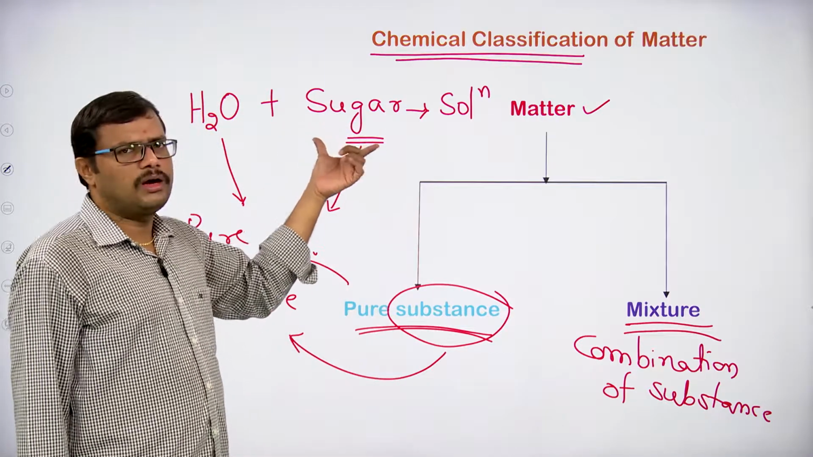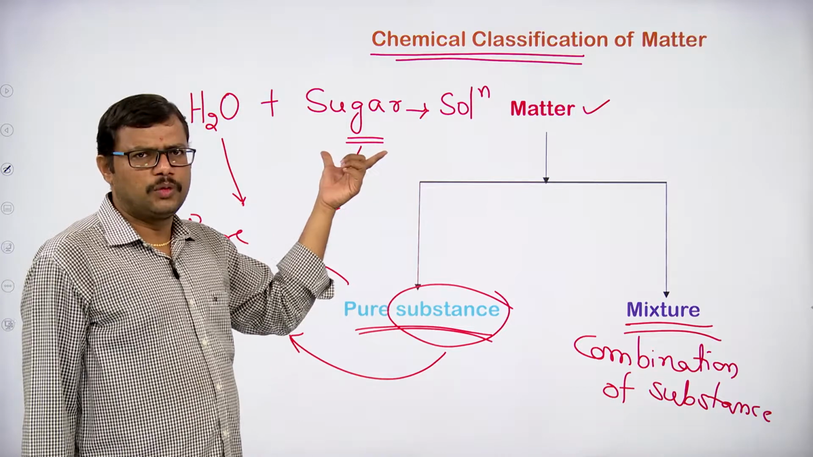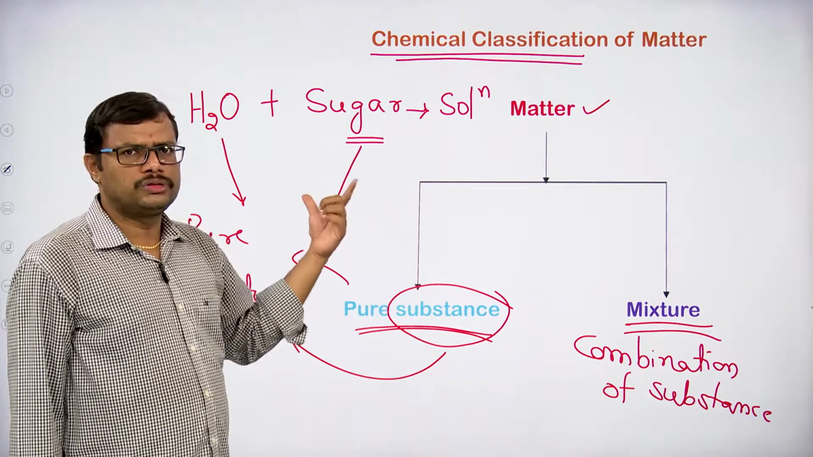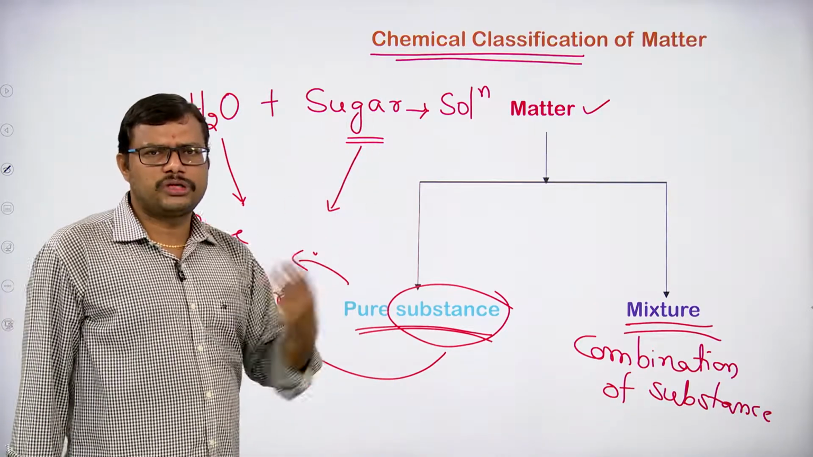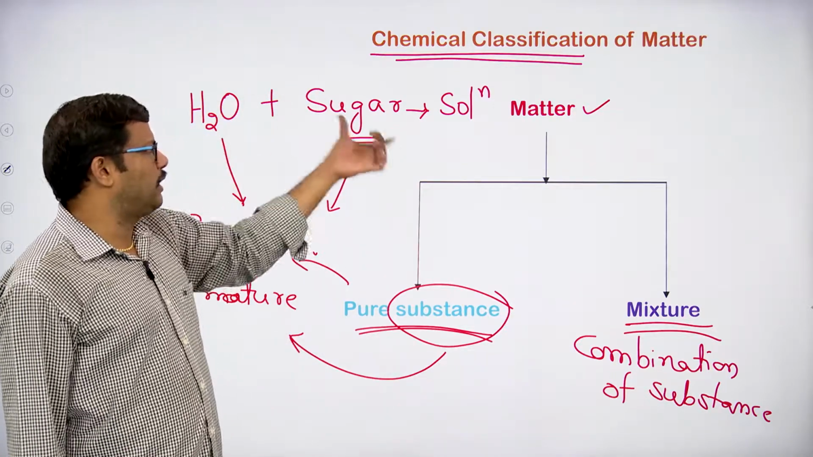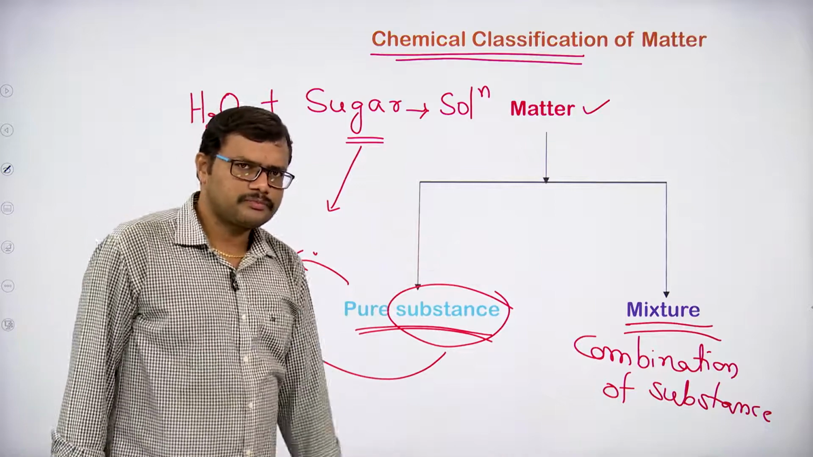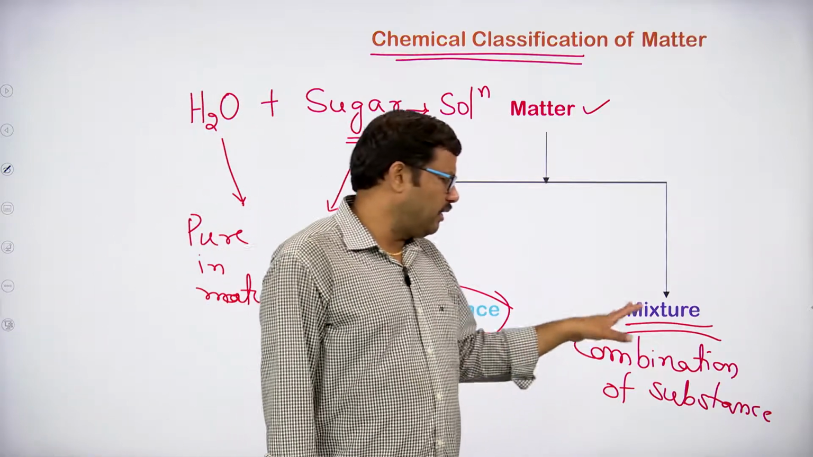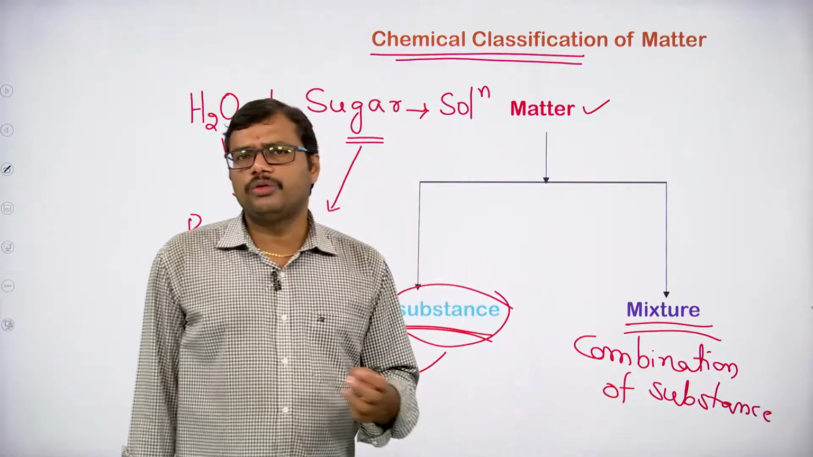I am varying this particular sugar: in one case I have added only 1 spoon, in another case 2 spoons, and in the third case 3 spoons of sugar to 1 liter of water. So, whatever composition we take for the formation of the mixture, a mixture can simply be given as a combination of pure substances.